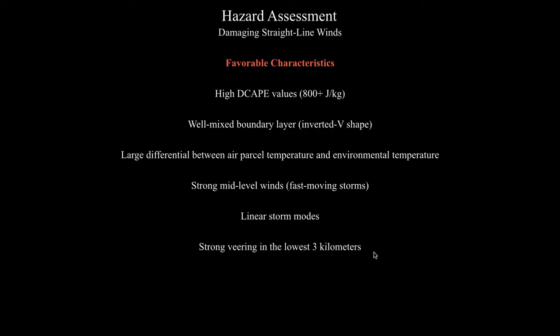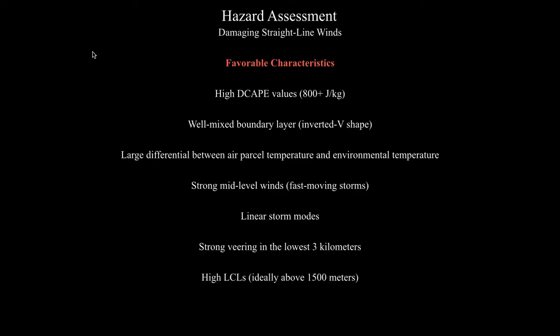But if you've got strong veering in the lowest 3 kilometers, then you've got a better chance at producing what are referred to as bowing segments or bow echoes, which are basically pockets of locally intense straight line winds. And you've probably seen this on radar before, but it's basically the highest reflectivity will assume a shape of sort of a comma or a parenthesis, and within that feature you'll see very strong winds usually.